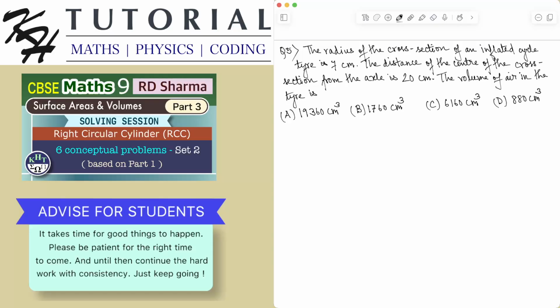The concept behind this problem I discussed in the part 1 video. If you have missed the part 1 video, I strongly suggest that you please watch that video to have a good understanding of the concepts and formulas of surface areas and volumes of right circular cylinder. Now, regarding an inflated cycle tire, so this is an inflated cycle tire. We have this. So this is now the cross section. You can consider these as the cross section.